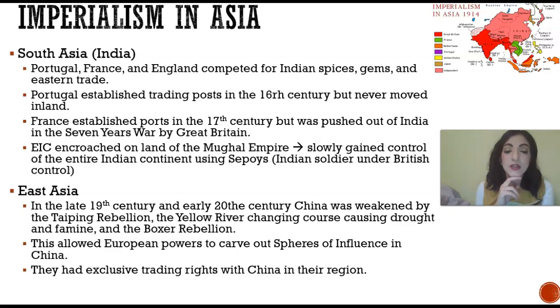In the late 19th century and the early 20th century, China was weakened by the Taiping Rebellion, the Yellow River Rebellion, not a rebellion, the Yellow River changed course, and the Boxer Rebellion. So let me explain those three things. The Taiping Rebellion was, and you have to go back a little bit.